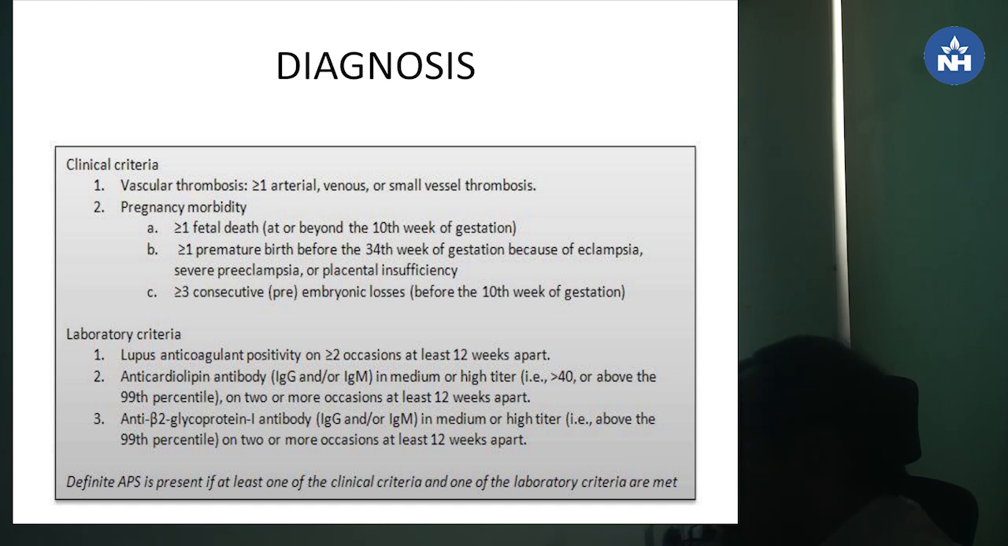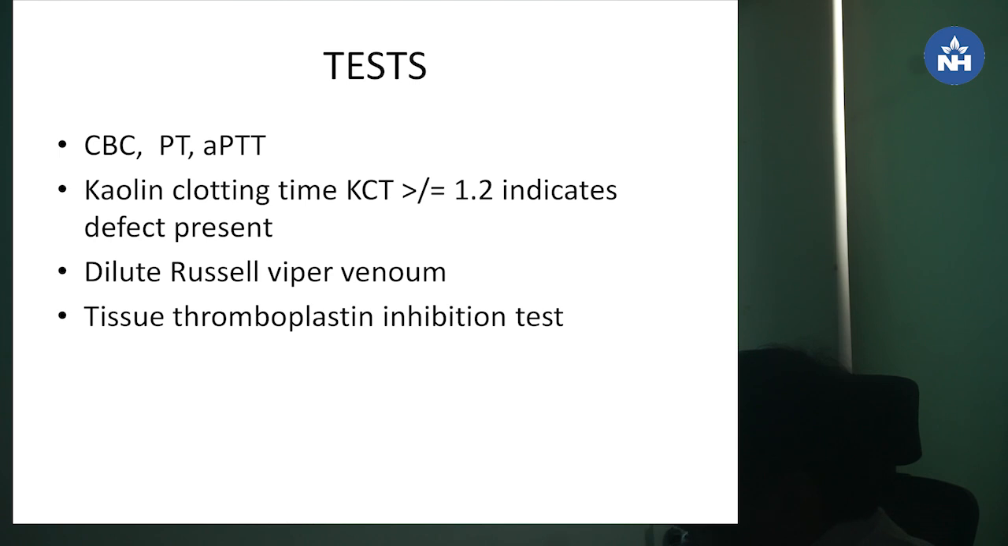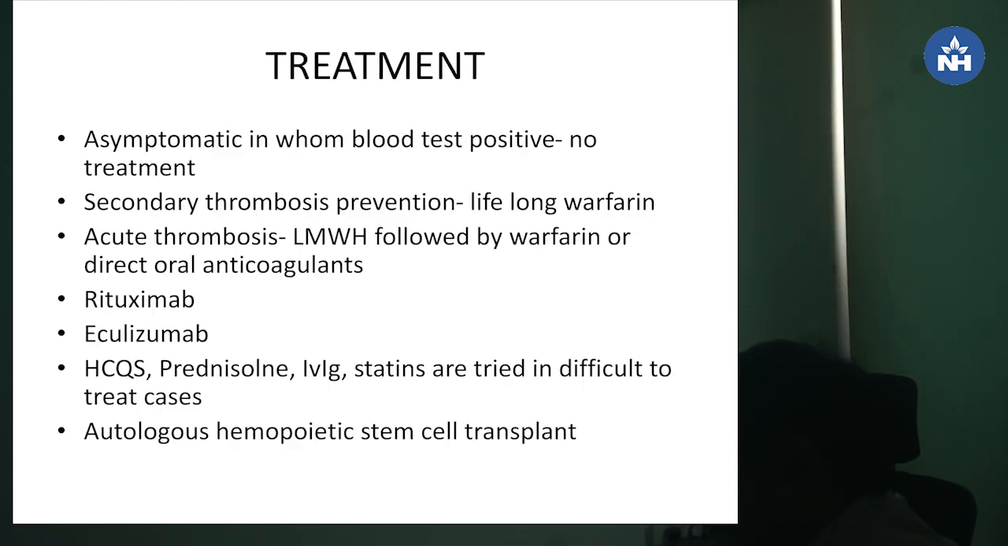In laboratory criteria comes lupus anticoagulant positivity on more than 2 occasions at least 12 weeks apart, anti-cardiolipin antibody in medium or high titer on 2 or more occasions at least 4 weeks apart, and anti-beta 2 glycoprotein 1 antibody in medium or high titer on 2 or more occasions at least 12 weeks apart. Now other tests we have to do: CBC, PT, APTT. For APLA there is kaolin clotting time, dilute Russell viper venom test, and tissue thromboplastin inhibition test.